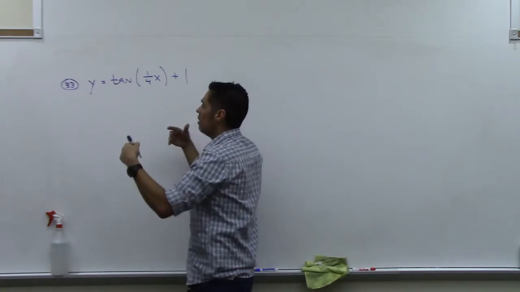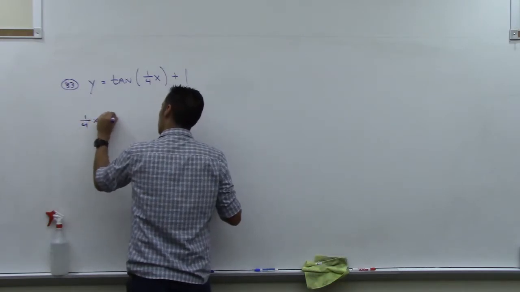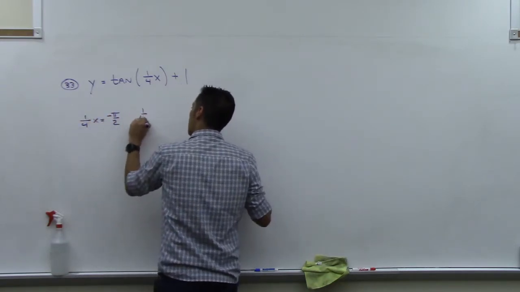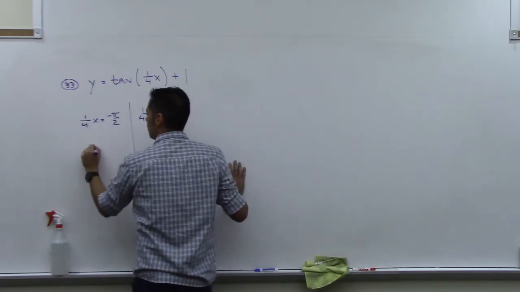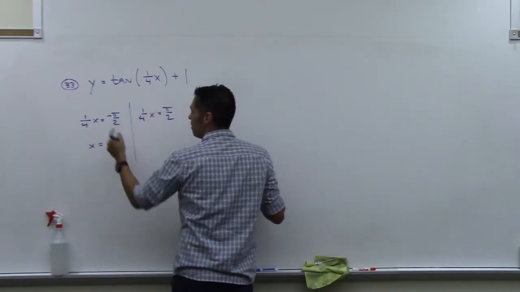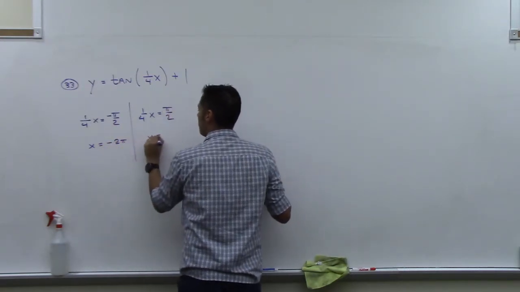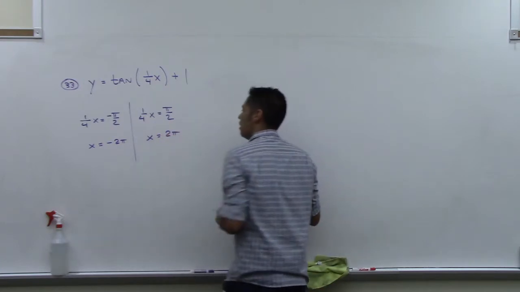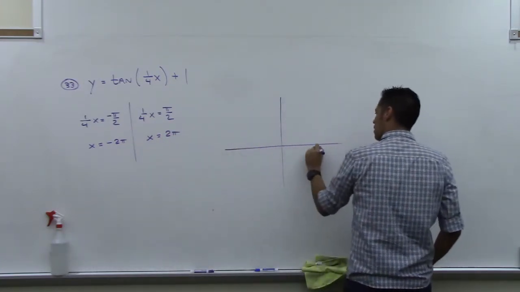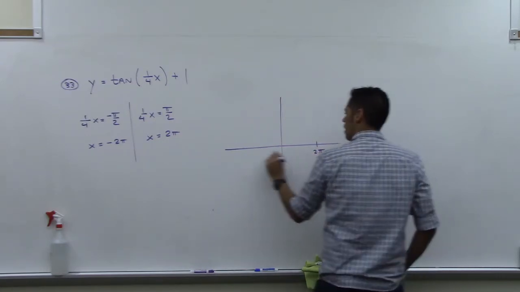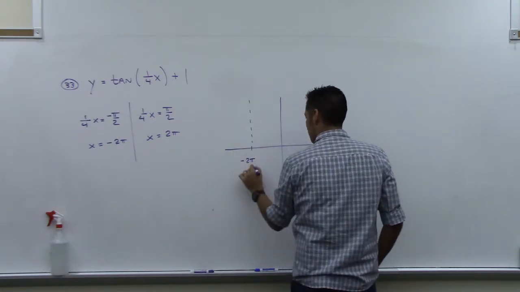then the middle 0. So I first start by setting 1/4 x equal to negative pi over 2. Then I set 1/4 x equal to pi over 2. This will give me x is equal to, let's see, multiply both sides by 4. You get negative 2 pi, and then here multiply both sides by 4, you get 2 pi. So I've got a picture that looks like this. Here's 2 pi, here's negative 2 pi, and I know that I've got vertical asymptotes here.